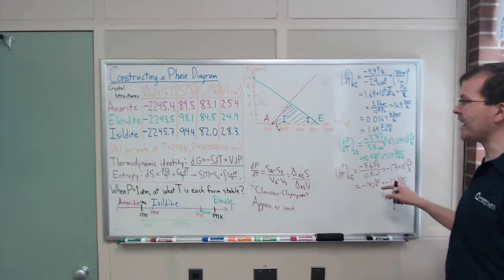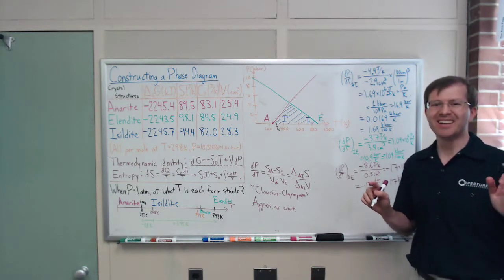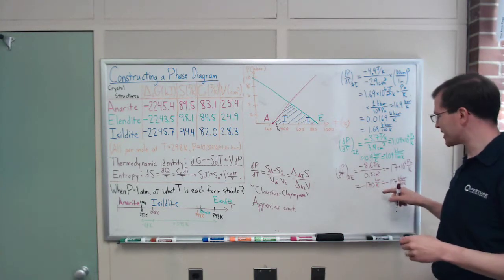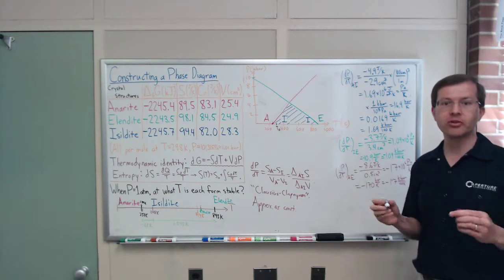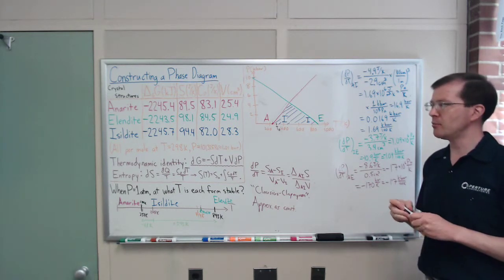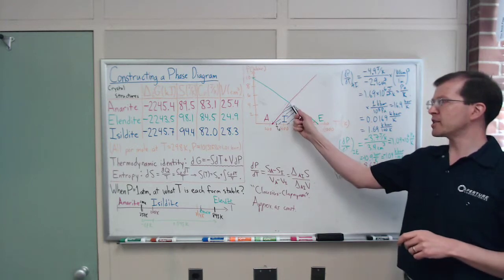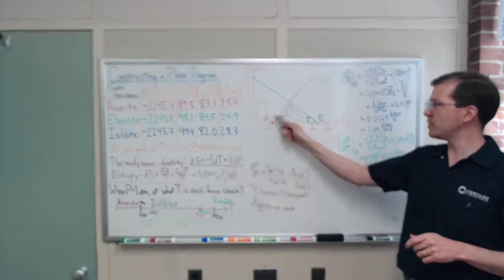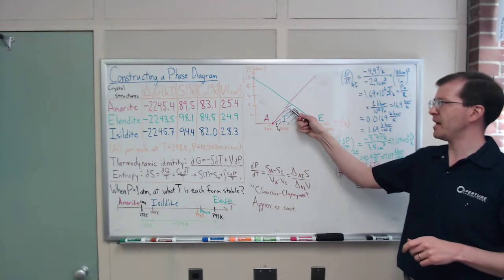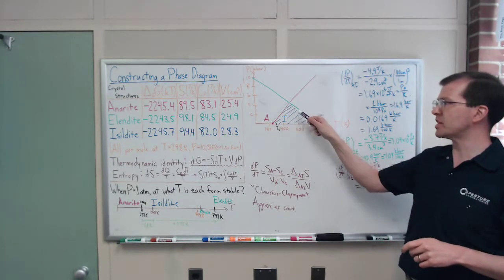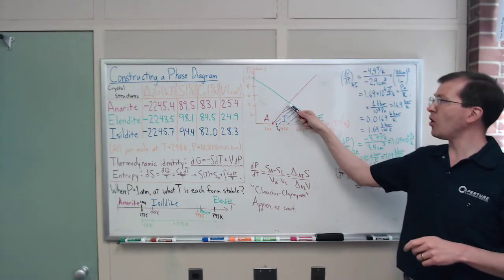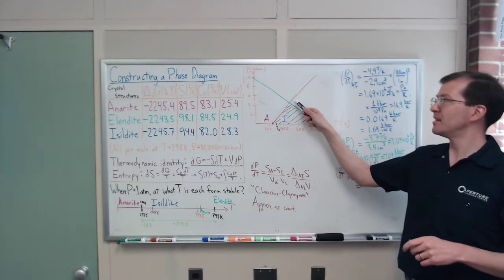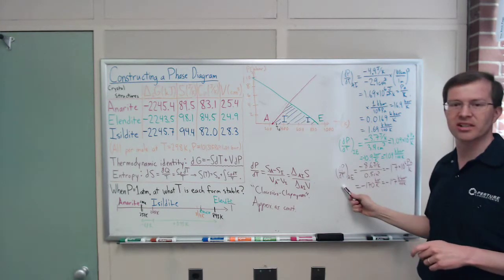And I've got a slope for that. I don't have a point. But we need a point and a slope to draw a line. Now, there are two things I can do to find that point. One of them is to say, where those two lines cross is a point where G anorite equals G iseldite, and also a point where G iseldite equals G elendite. So all three are equal where they cross. So that is a point on this line.